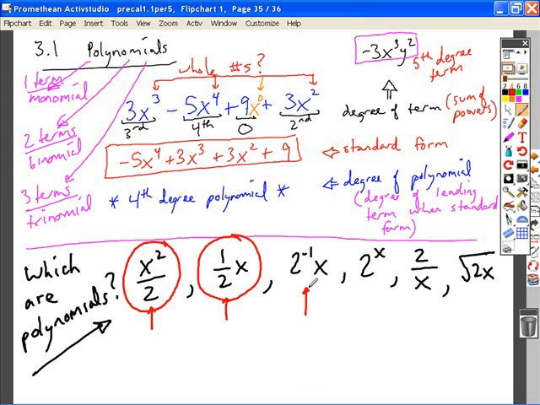Okay, as far as this next term, 2 to the minus 1 times x, is this an example of a polynomial? Is this a monomial term? Okay, what's the power of the variable? 1. Is that a whole number? Yeah.